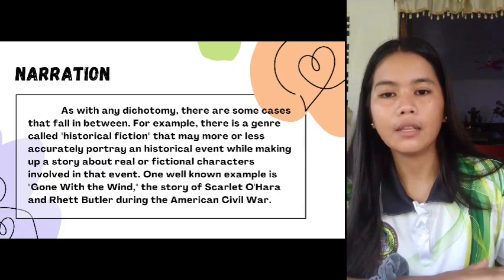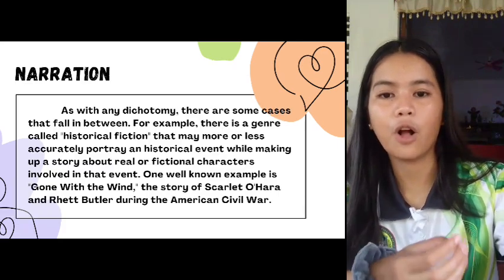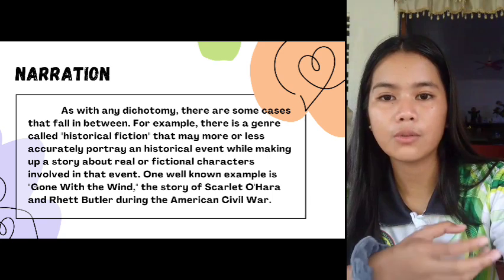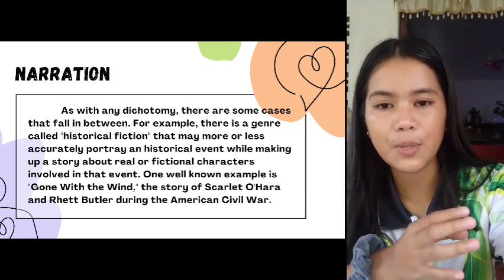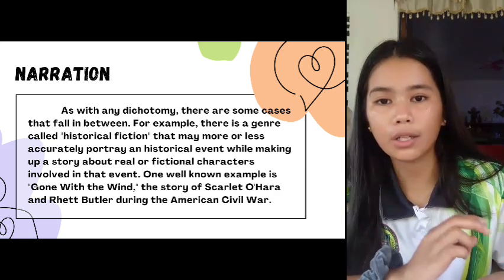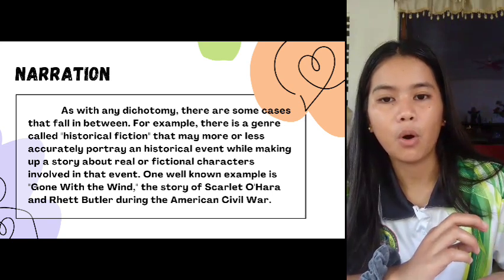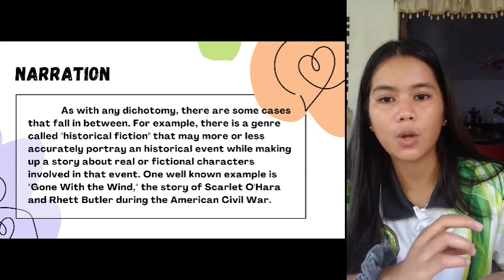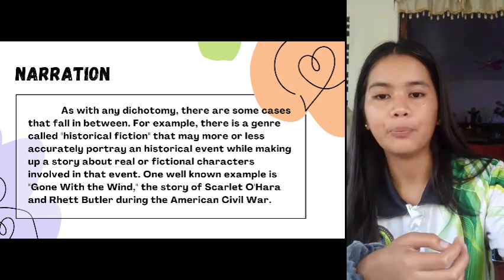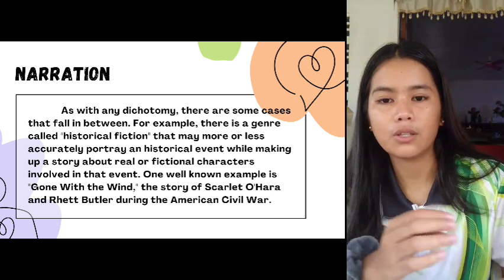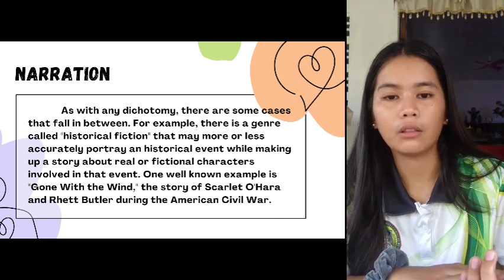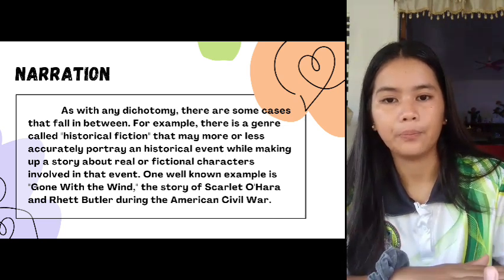As with any dichotomy, there are some cases that fall in between. So dichotomy is a contrast between two things that are, or are represented as being, opposed or entirely different. For example, there is a genre called historical fiction that may more or less accurately portray an historical event while making up a story about real or fictional characters involved in that event. One well-known example is Gone with the Wind, the story of Scarlett O'Hara and Rhett Butler during the American Civil War.